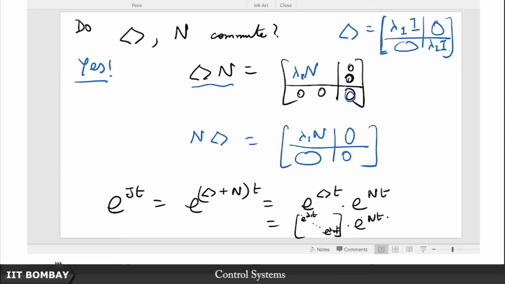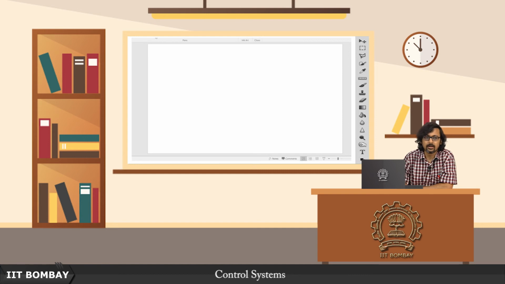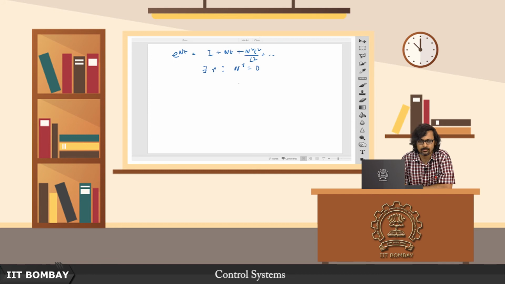Now what is so interesting or so simplifying about this e to the Nt? Well, the nilpotence now shows its important role. So you see e to the Nt is going to be nothing but I plus Nt plus N squared t squared by factorial 2 plus dot dot dot so on, right? But not really, it will never go to infinity. Why? Because we know that there exists some r, that is why it is nilpotent, there exists some r such that N to the power r is equal to 0.